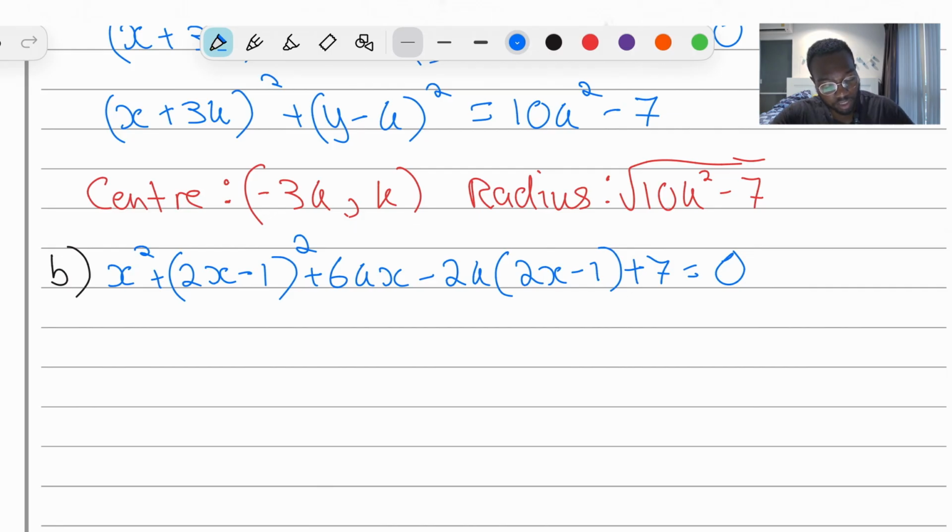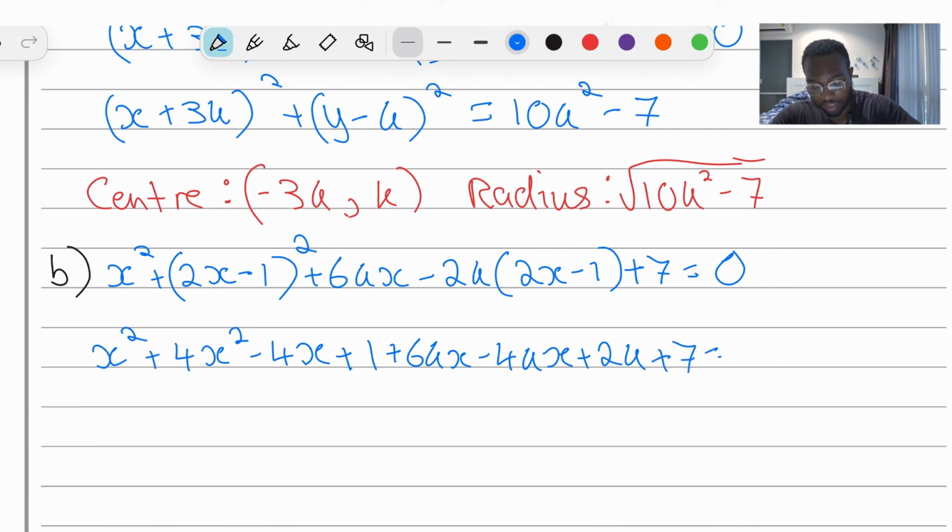So fairly simple. We get an x squared. If I expand the brackets all out, we would get a 2x times 2x is a 4x squared. We get a 2x times a 1, which is a minus 2x, and another minus 2x. So we get a minus a 4x, and then the minus 1 times 1 is a positive 1, plus the 6kx, minus a 4kx, plus a 2k, plus a 7, and that is equal to 0. So now we've got everything in terms of just x's and k's. Now we just need to keep going and get it into a quadratic equation form.